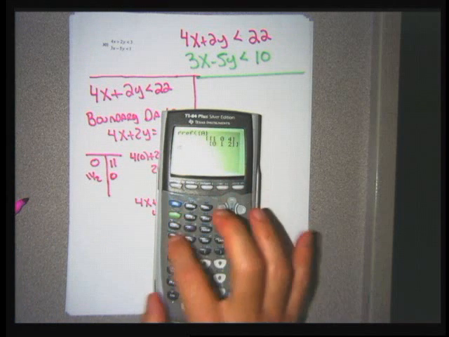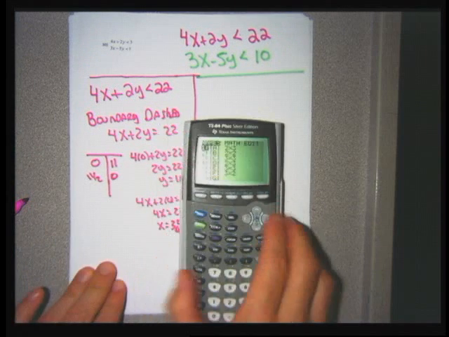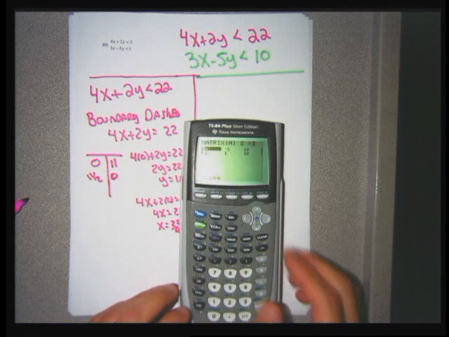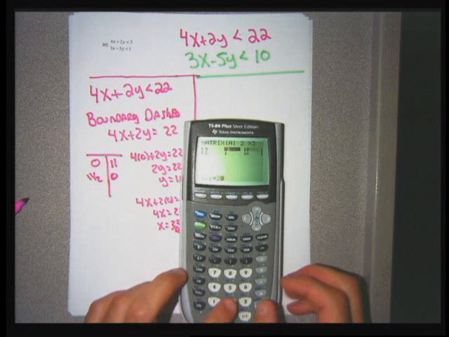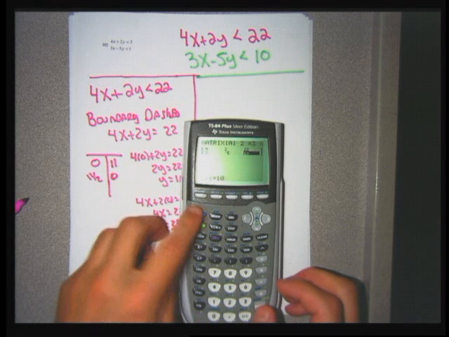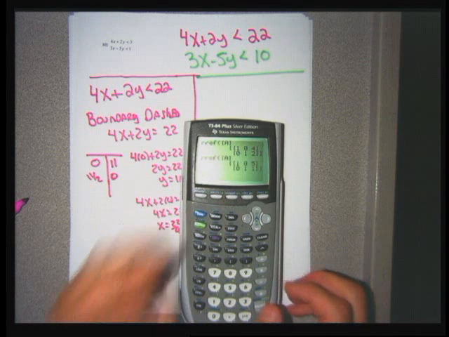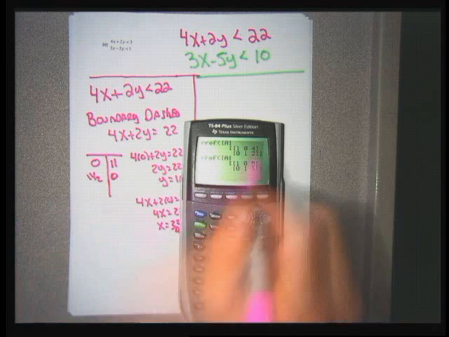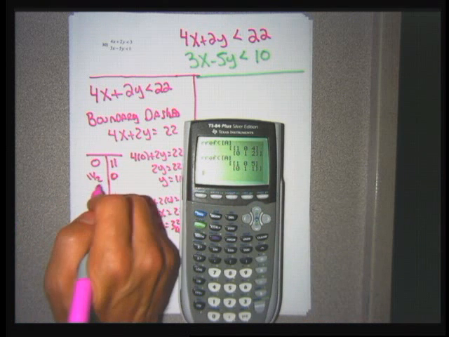So second matrix, edit, 2 by 3, 4 enter, 2 enter, 22, 3, negative 5, 10. Second quit, second enter, enter. These are going to intersect at the point 5, 1. I got that from cheating on my calculator.